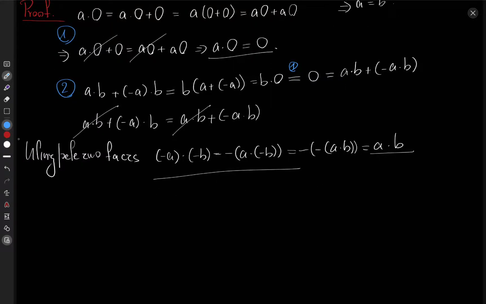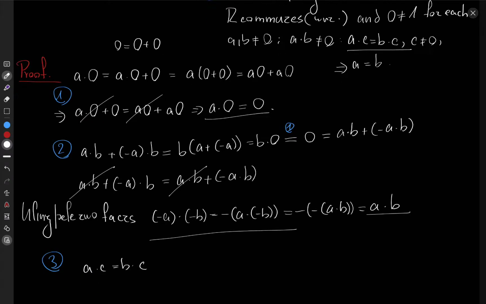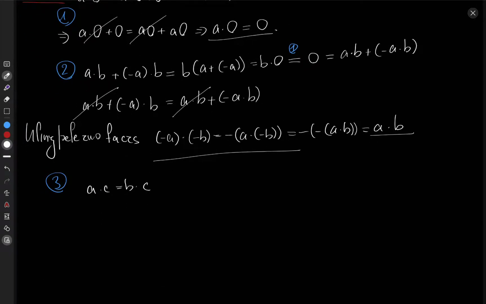Okay, one last one. This one is quite easy. So take A times C is equal to B times C, right? That's the equality up here from our claim. All right. From this, we get that the additive identity is equal to A times C plus minus B times C, right? We can take out the C, we can factor it out, we get C times A minus B.